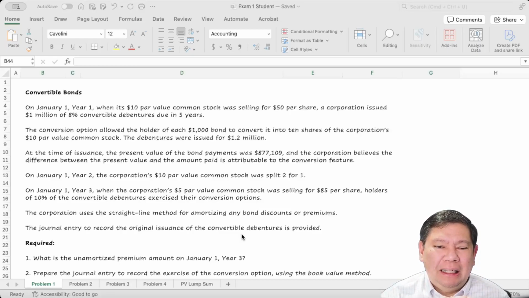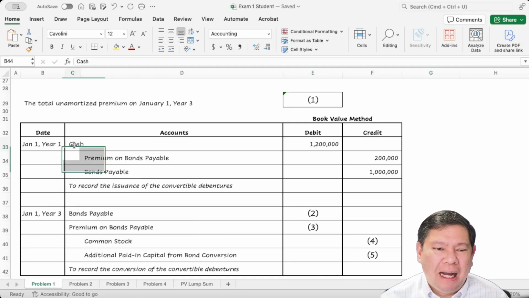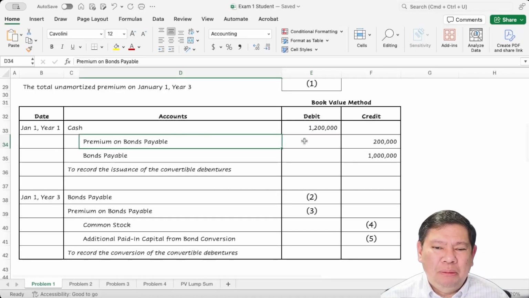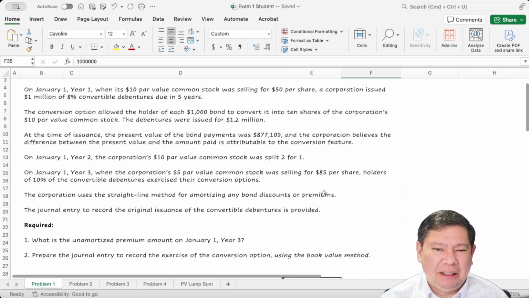The debentures were issued for $1.2 million, and the journal entry for that one is already provided. So we received $1.2 million, and the premium on bonds payable is $200,000. Why? Because we received $200,000 more than the face value of the bonds payable, which is $1 million. So that has been done, the issuance of the convertible debentures.